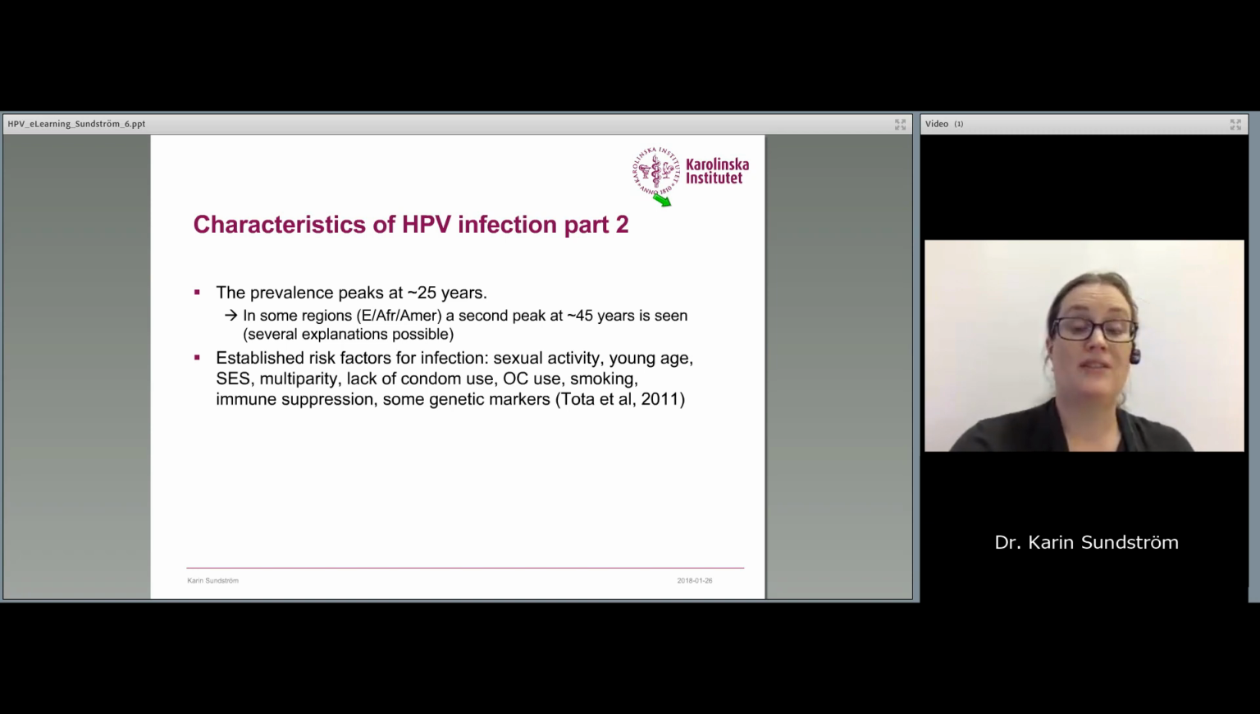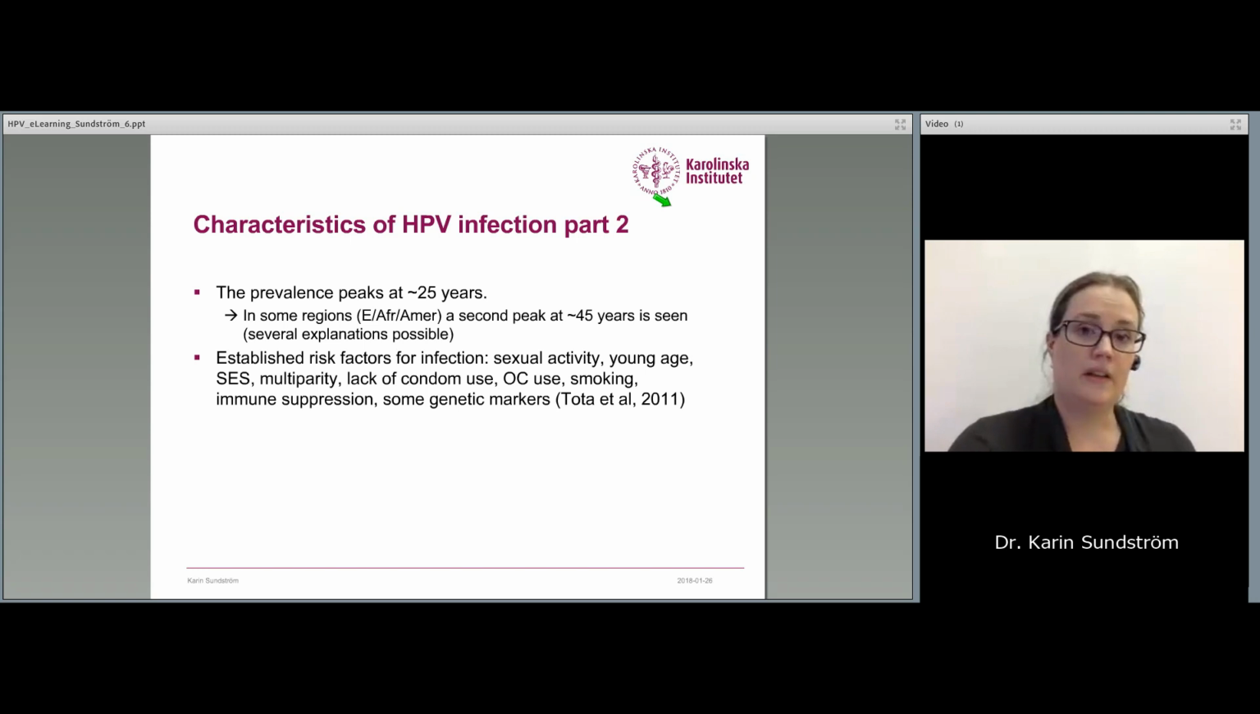The prevalence peaks at around 25 years, or the age of prime sexual activity. In some regions, please note, though, that there is also a second peak at around 45 years in women. There are several explanations possible for this phenomenon. Some that have been proposed are, for example, later in life reactivation of a virus, or perhaps changes in sexual habits, a second peak in sexual activity in conjunction with divorce trends, for example. And there's lots of literature on that subject if you're interested in engaging further.